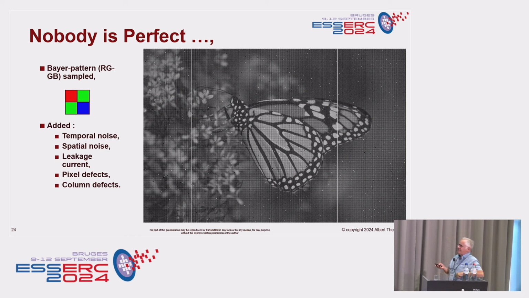Still something that is left, and that is what we call spatial noise. Leakage current, pixel defects, pixels that are completely defect. You see here the white pixels. If you look carefully, you see also some black pixels over here, pixel defects, and column defects. They are being added. So you need a lot of sophistication and a lot of processing that is taking place afterwards to get rid of all these defects.